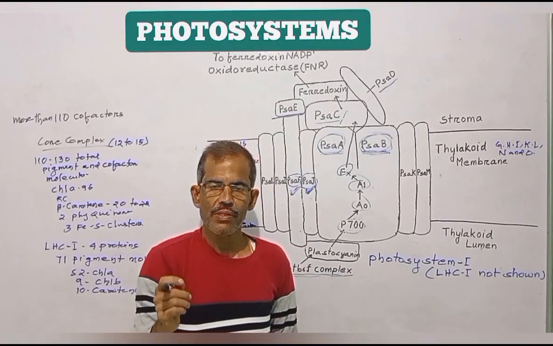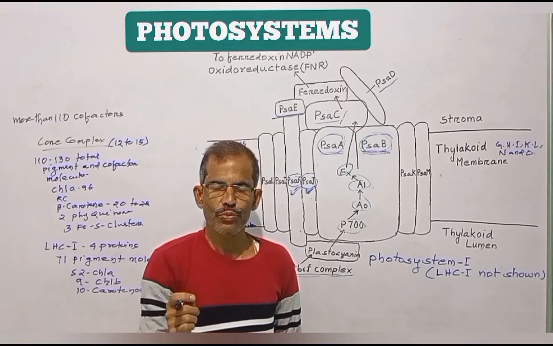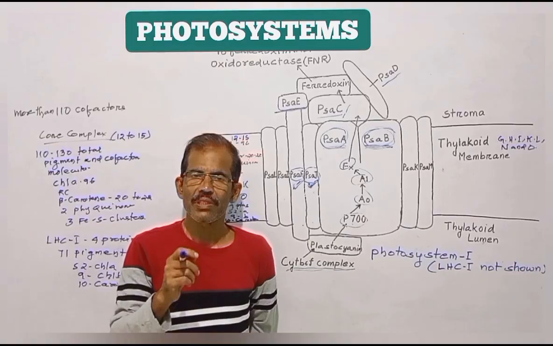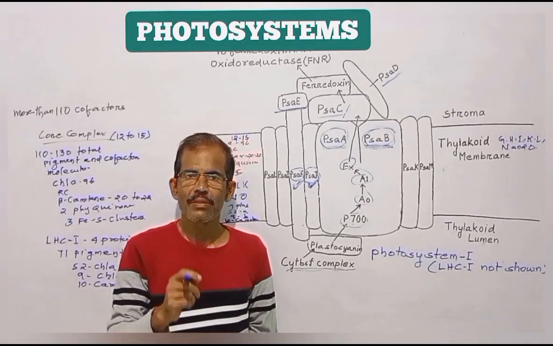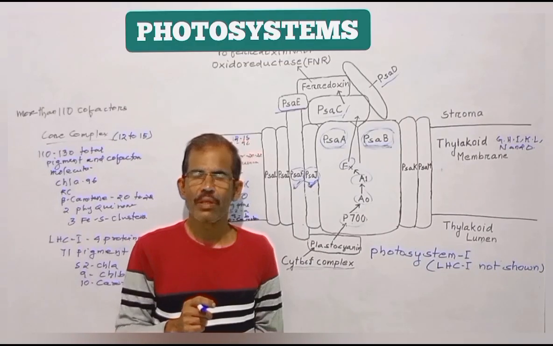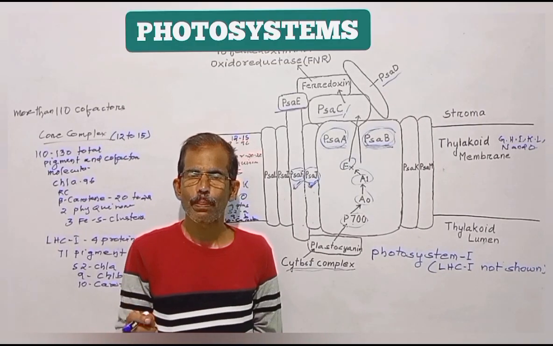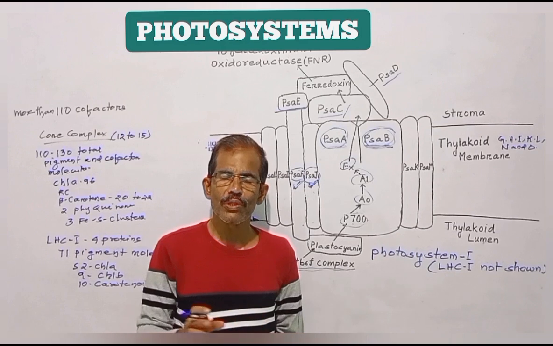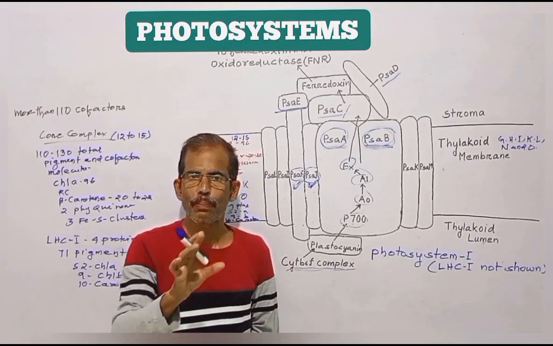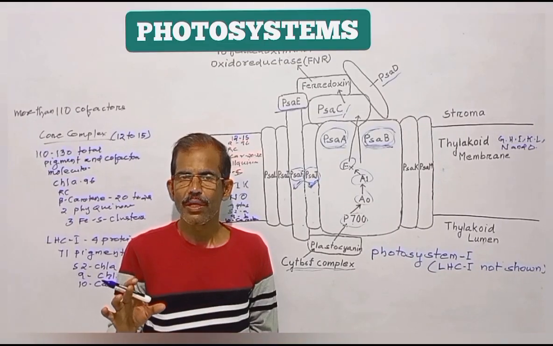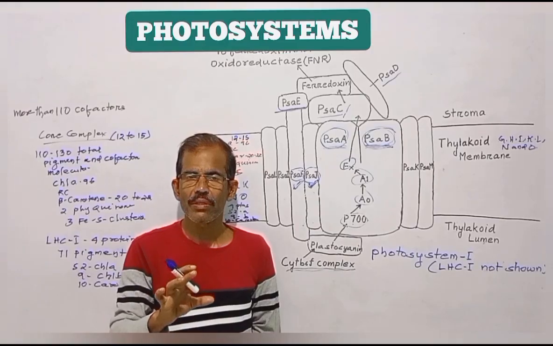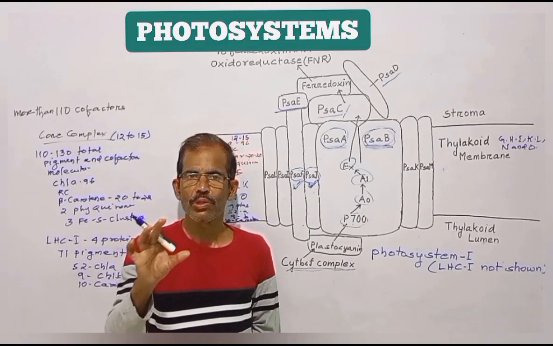The light harvesting complex remains attached to the core complex. The light harvesting complex is the outer satellite antenna. Consider the core complex as the solar power charging station and the light harvesting complex as solar panels which absorb light and funnel that energy into the core complex. So in this way, photosystem 2 and 1 work together to complete the light reaction of photosynthesis.